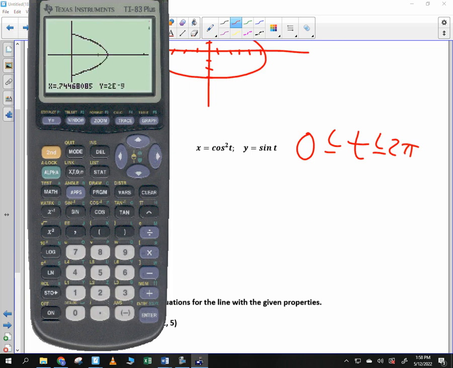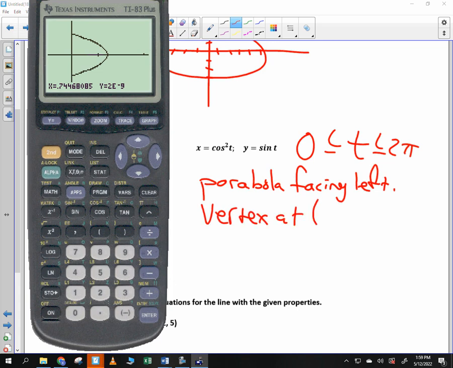How would you describe that shape? Yeah, I would say it's a parabola facing left. You could say vertex at 1, 0. Give a nice description of what we're looking at.